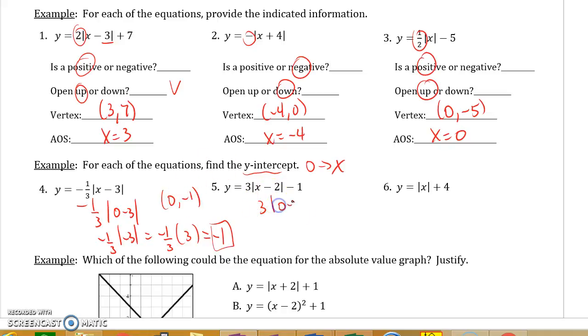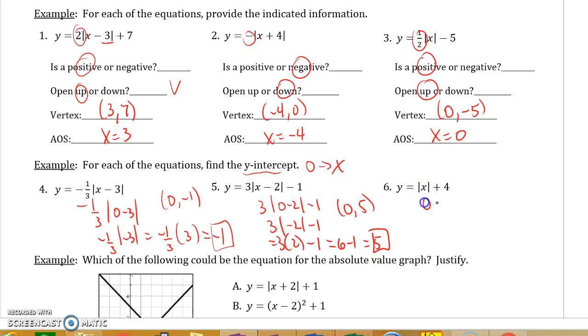Let's do it again. 3, absolute value of 0 minus 2, and then -1. Again, the -2 will turn into +2. Order of operations tells me I need to multiply, so I'll get 6 minus 1, which will be 5. And so (0, 5).